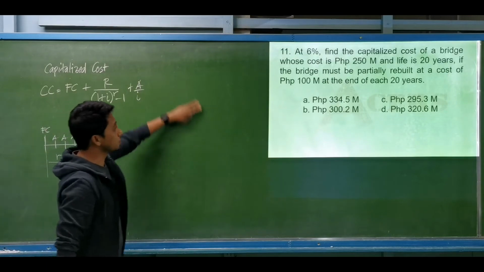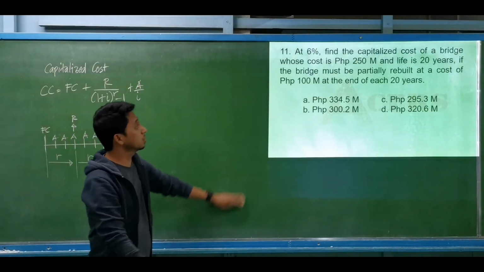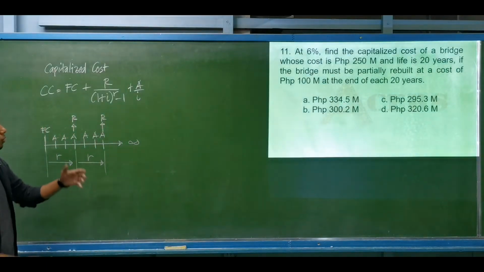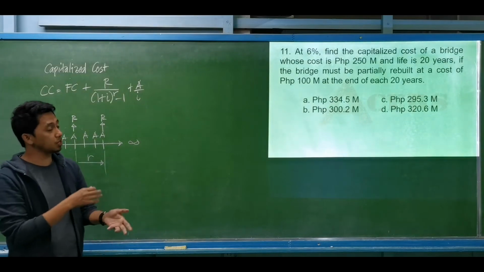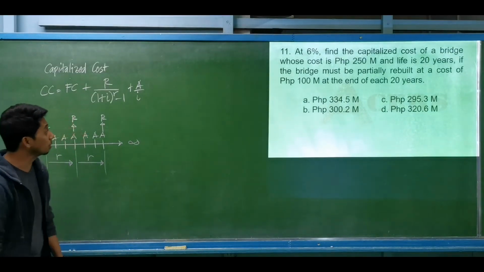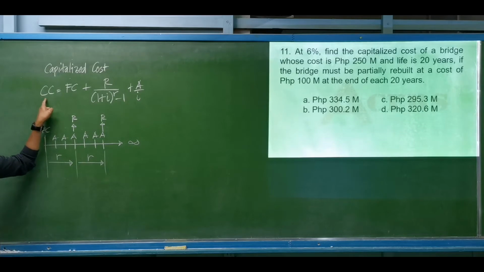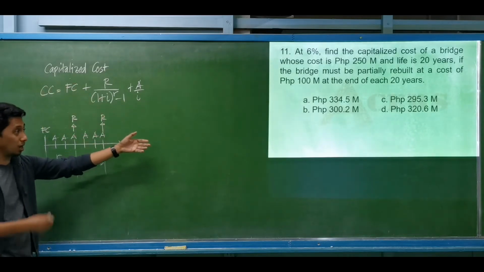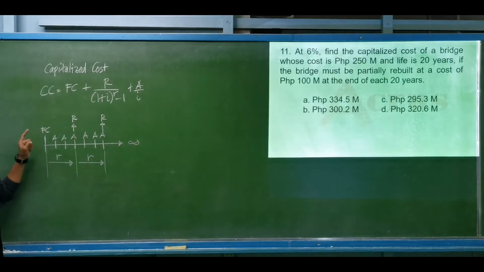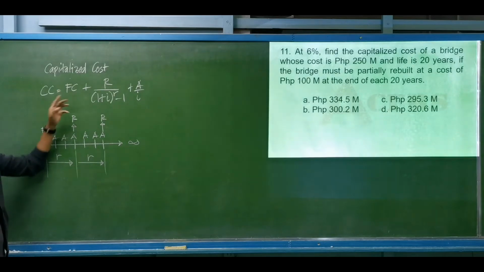So our next example is capitalized costs. If we say capitalized costs, for example, you are to purchase a property, what will be your capital? These are the things that you need to consider. We have the first cost. This is the first cost.